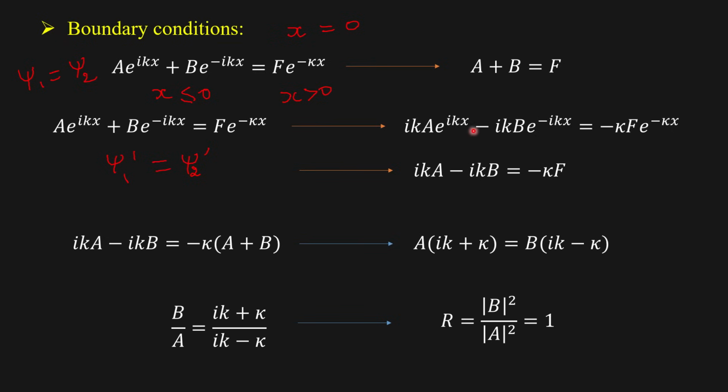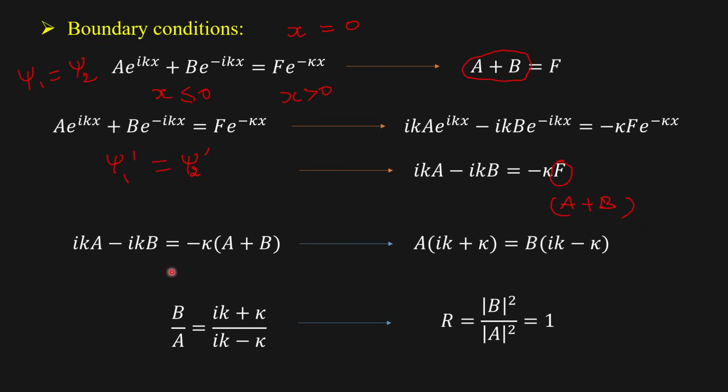When x is equal to 0, the exponential term becomes 1. So ikA minus ikB must be equal to minus kappa F. But from the above equation, you can see F is equal to A plus B. So you replace F with A plus B, and you get ikA minus ikB equal to minus kappa times (A plus B).